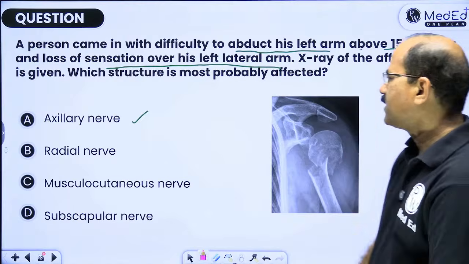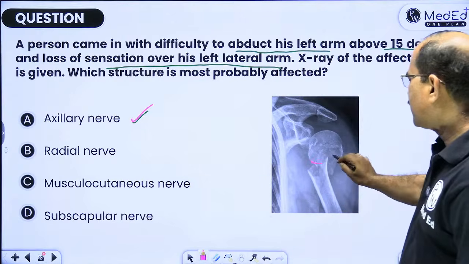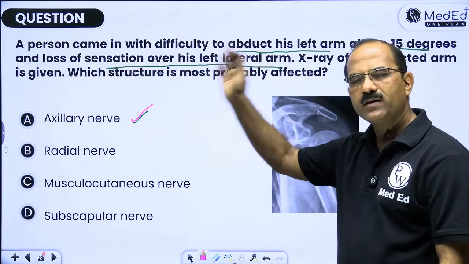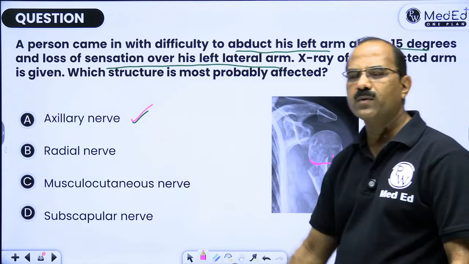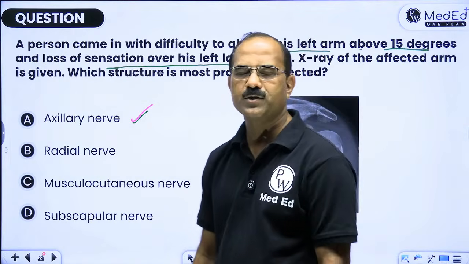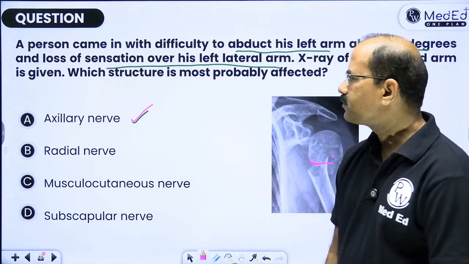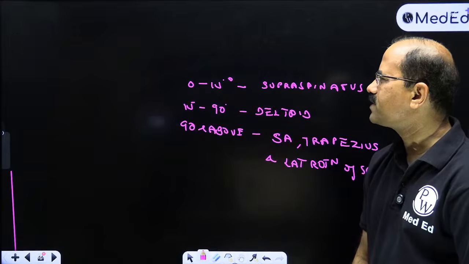So the answer is axillary nerve, surgical neck of the humerus. What winds around it is the axillary nerve. Yes, this is fine, right? If you look at this, you'll be able to answer that. It's easy. Come to the next MCQ.